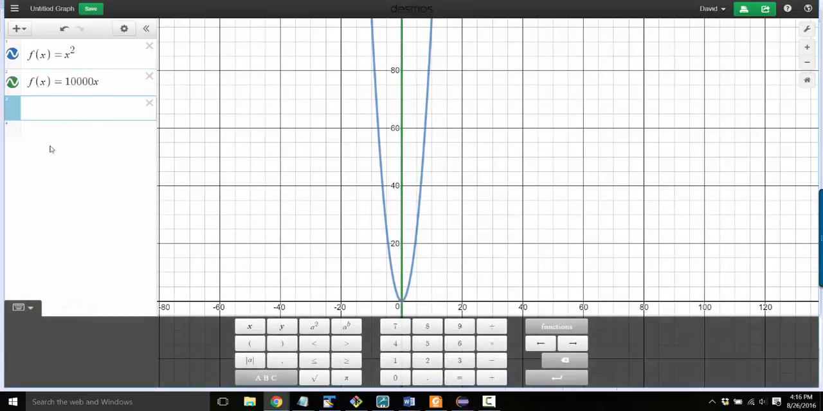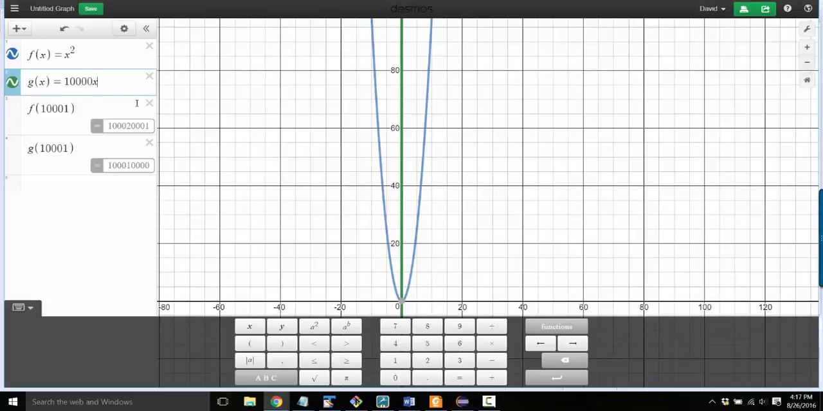So one thing you could do is plug in some values. You could figure out what x value makes the quadratic function larger than the linear function. I think it only takes a moment's thought to figure out that 10,001 is going to be that value. If I plug in 10,001 in the quadratic, I've got 10,001 squared. If I plug in 10,001 in the linear function, I've got 10,000 times 10,001, which is a little bit smaller.